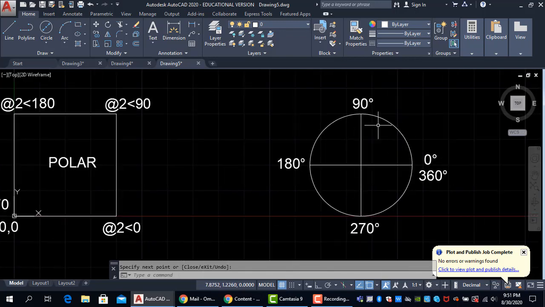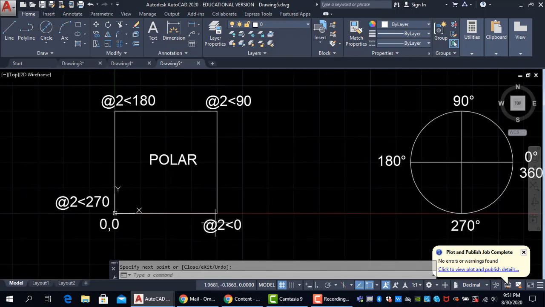And just refer back to this. Distance and angle, but you have to put at, distance, and then the angle just like that. Okay, just to recap then.